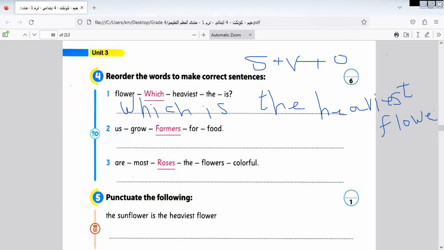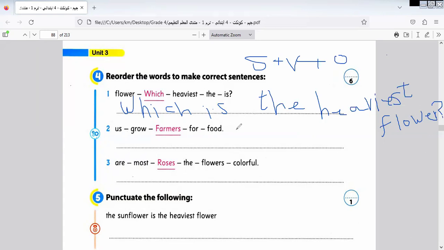I would like to say something, grade 4. I will leave the link of this book below the video to answer these questions again, to revise and answer again, because we must practice on the questions that will come in the exam. Okay, here we have: which is the heaviest flower?